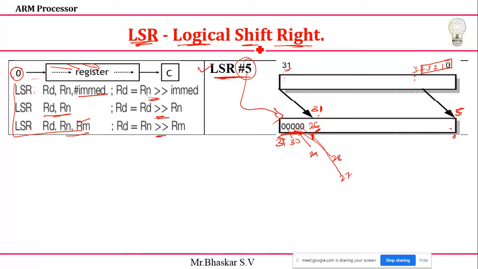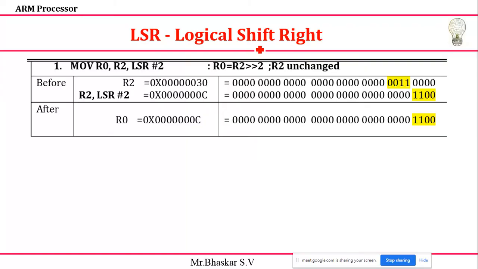Okay, so I'll take the same example. You can see the same value 30. MOV R0, R2 LSR 2. What will it do? R2 logical shift right of 2 bits. After doing that, the result I need to store in my R0. See, R2 value shifted right by 2 bits, the result I need to store, but the R2 value is unchanged.